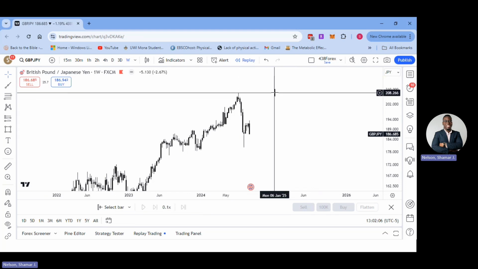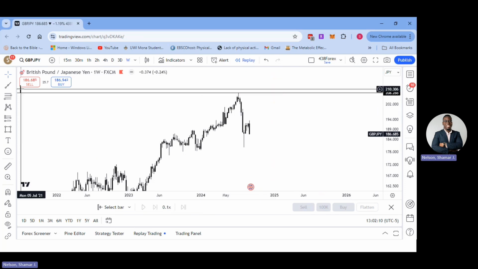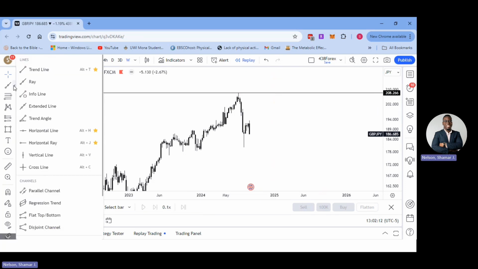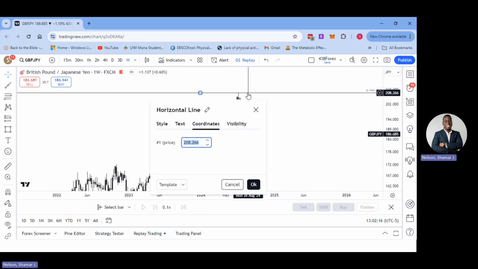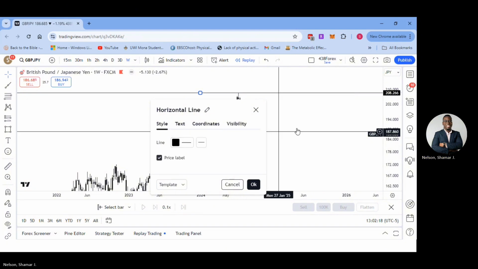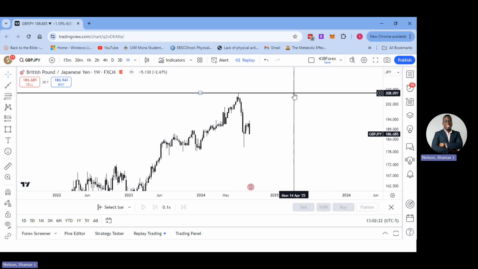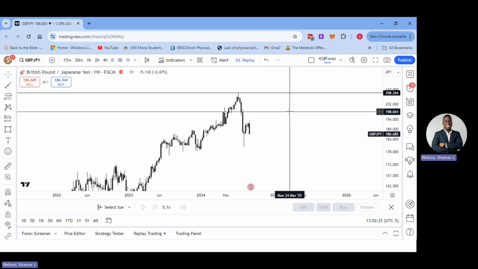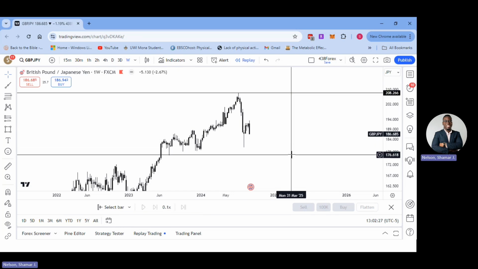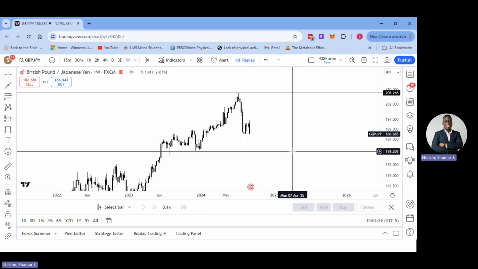For this, there are two ways to do it, right? You can press Alt H, if you're using a laptop, and you put it on, or you can go to the tools here and look for the horizontal line. And I keep mine black. So black horizontal line. That way when I see a black horizontal line anywhere in my chart, I know it's a weekly level, right? And then I usually go down somewhere as close to price.